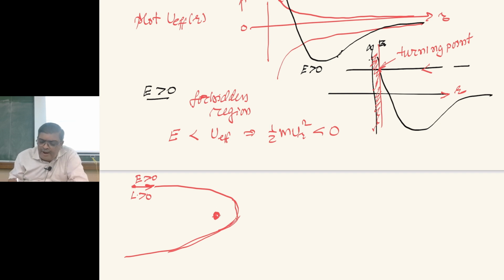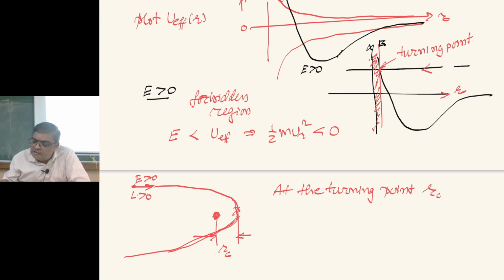Okay, so you can see that there is a distance of closest approach for this. Let me call that RC. How do we find RC? Well, we know that at the turning point, you must always remember this, at the turning point RC, or this point P here, if this is the origin, then I know that OP is equal to RC.